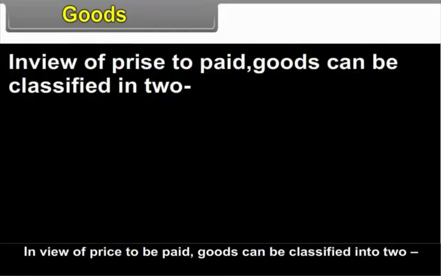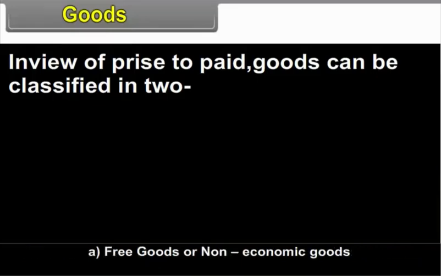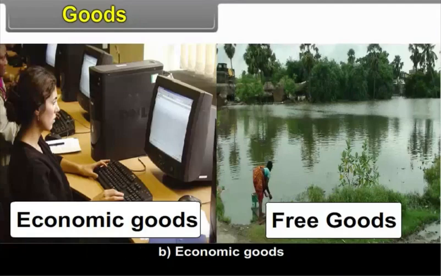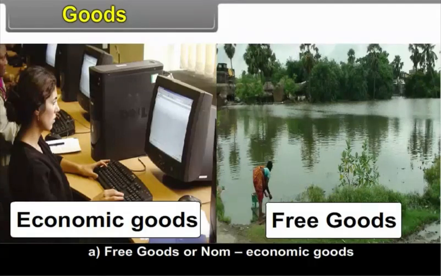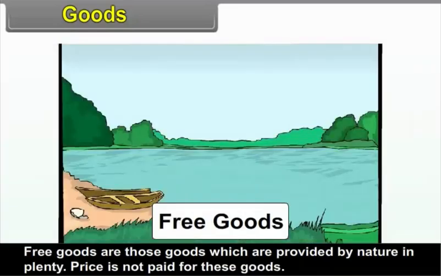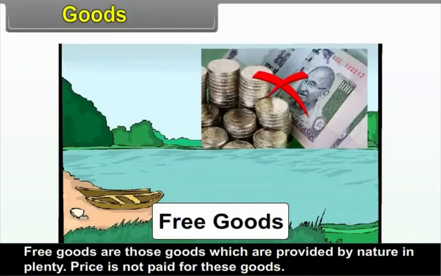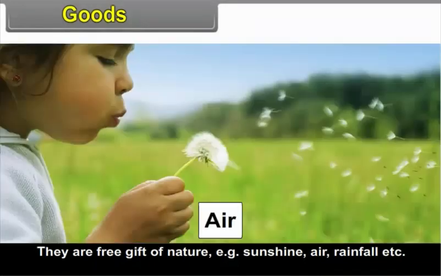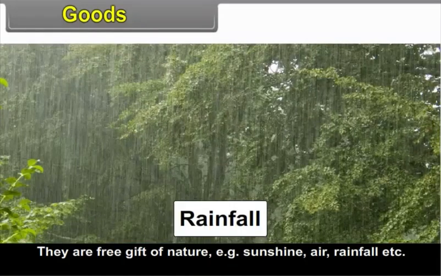In view of price to be paid, goods can be classified into two: free goods or non-economic goods and economic goods. Free or non-economic goods. Free goods are those goods which are provided by nature in plenty. Price is not paid for these goods. They do not have an exchange value. They are free gift of nature. For example, sunshine, air, rainfall, etc.